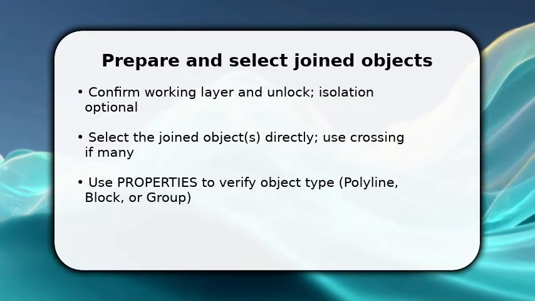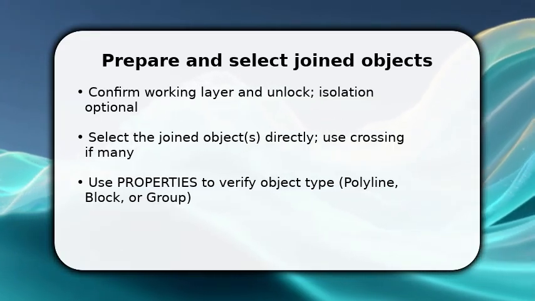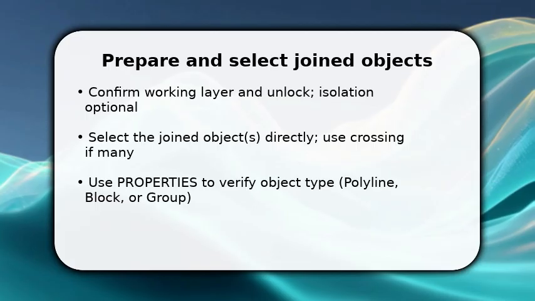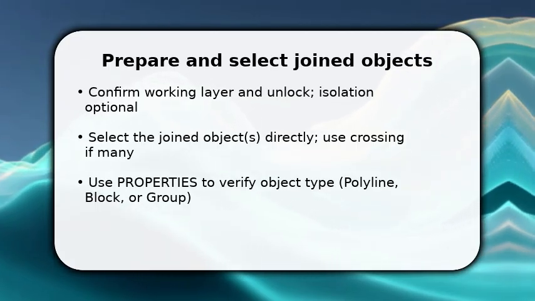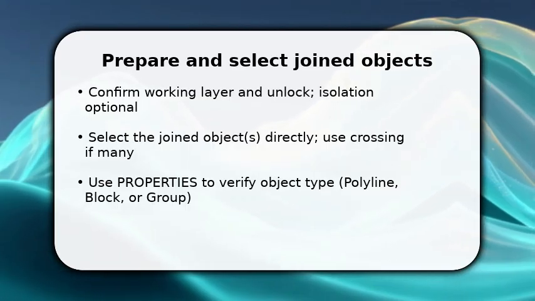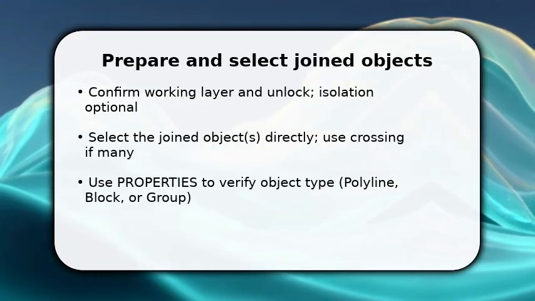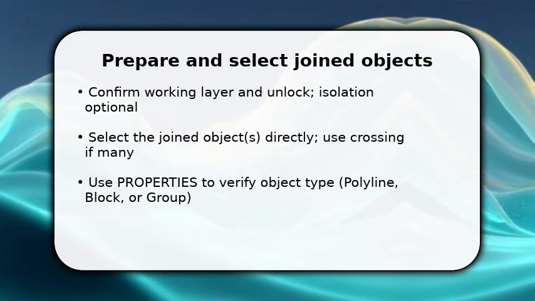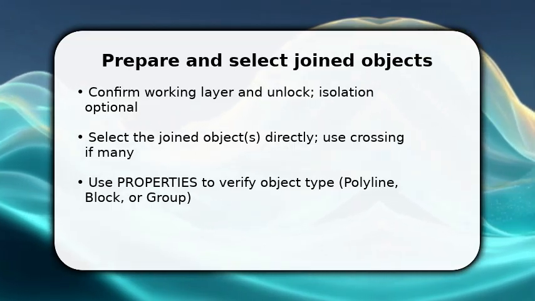Enjoy the video. You start by confirming the exact object type so you don't break geometry unintentionally. With your layer unlocked and objects visible, select the joined element or use a crossing window to grab multiples. Once selected, inspect properties to see if it's a polyline, block, or group, because the method depends on that.